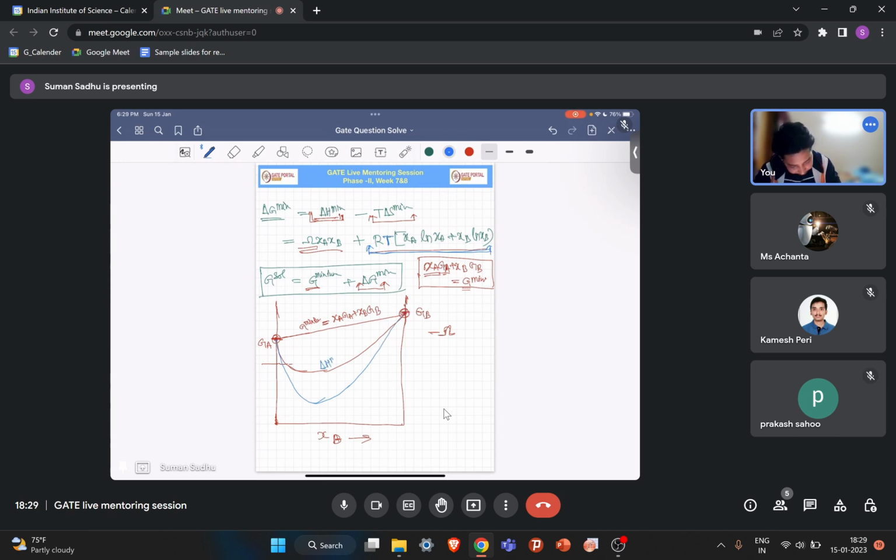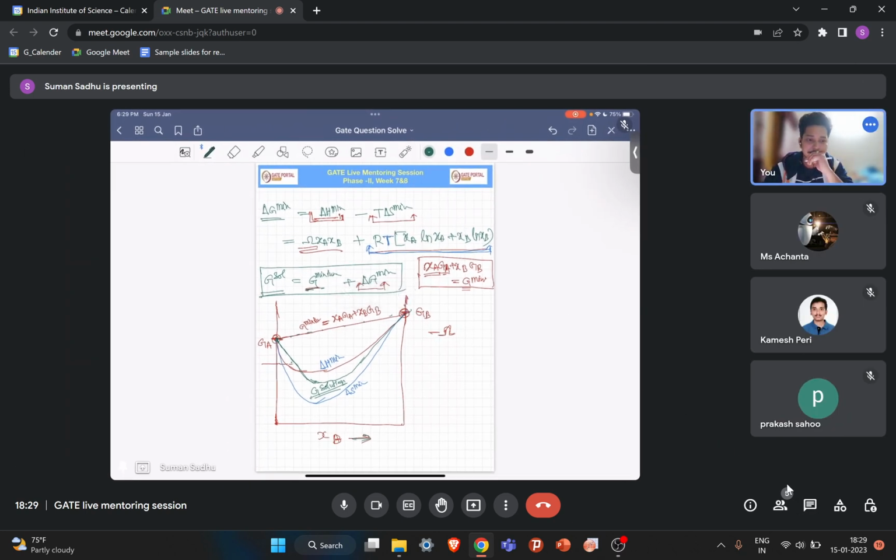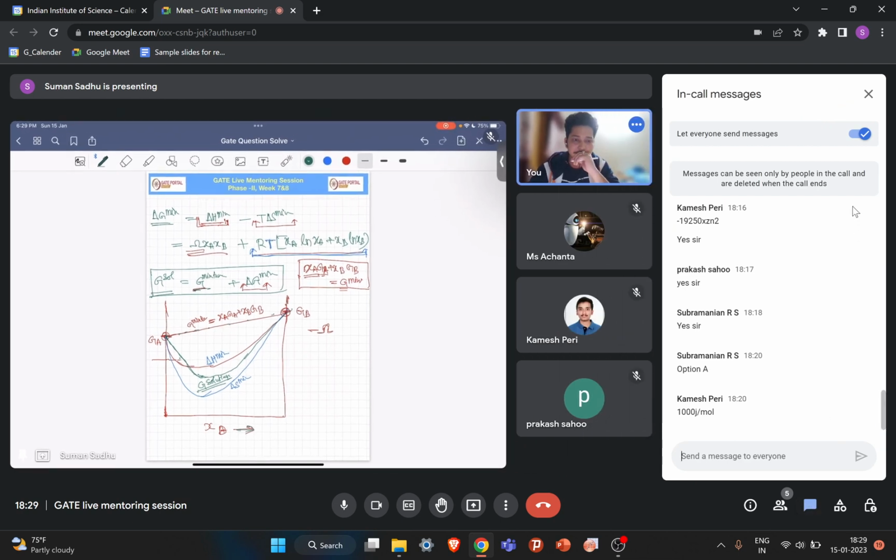So this is your delta H mix, and this is your delta S mix. So your G of solution is basically the summation of this line and these two lines. Okay, so your G of solution will be somewhere like this. So this way we can draw how the G of any solution varies with your composition. This is the free energy versus composition diagram. So is everyone okay with it, or does anyone have any doubt? Is it clear to everyone how we can draw the free energy versus composition diagram?